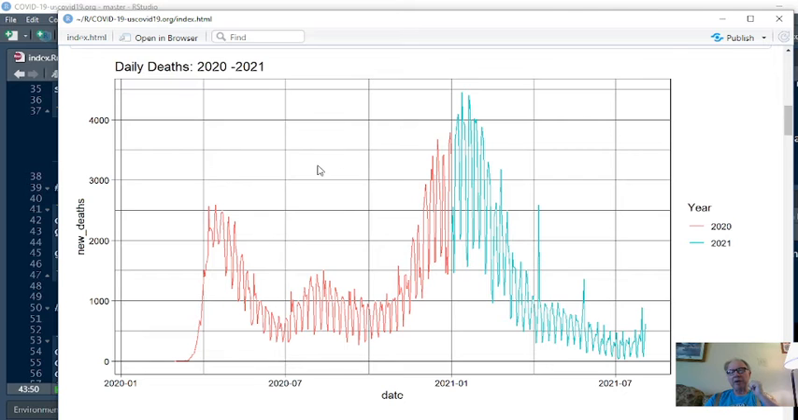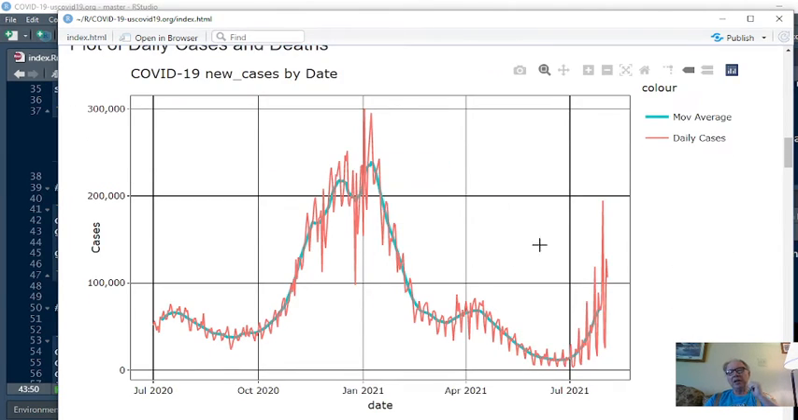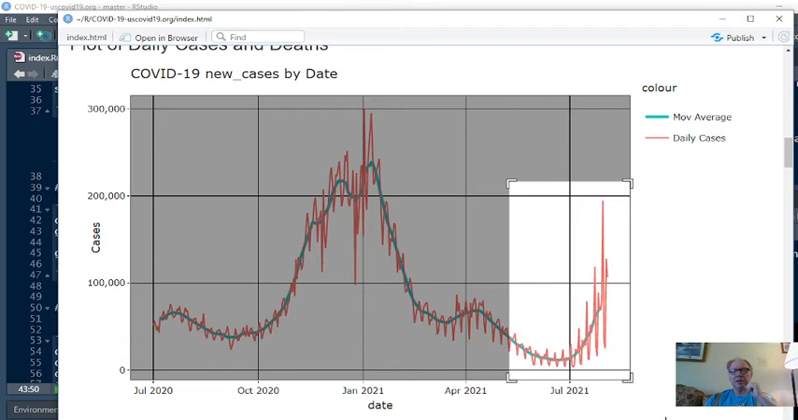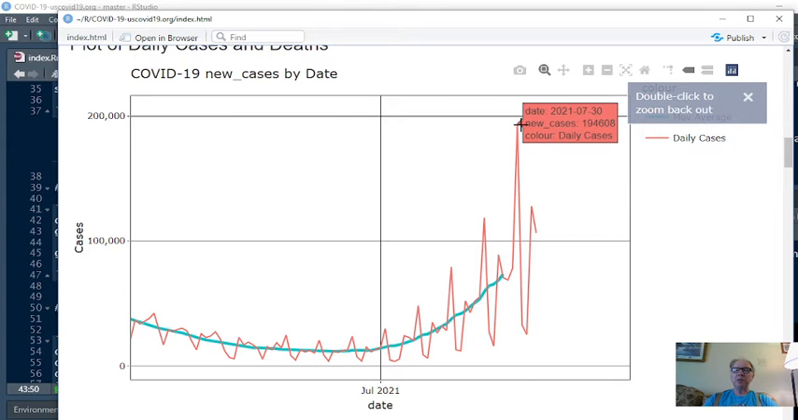Keep this declining pattern in mind for deaths. Very important. Again, here you can see the spike up. But here it's up to 194,000 for a single day.